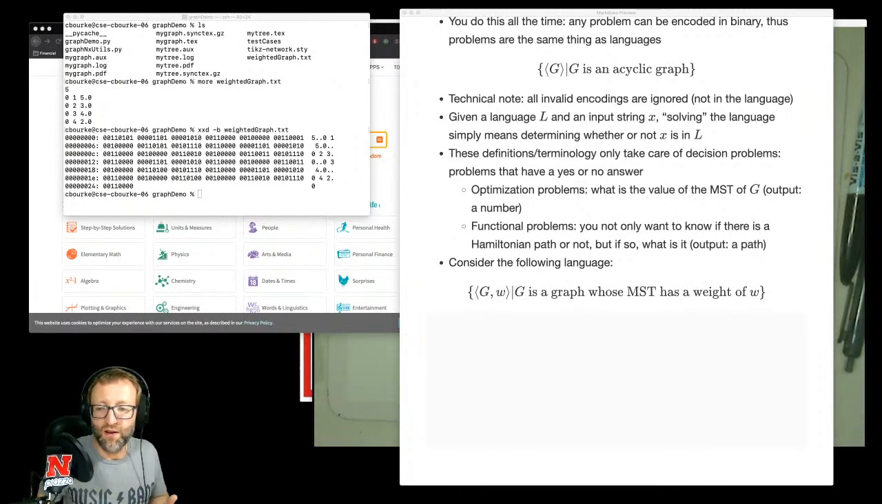So do you see the trick there? All I did was take the optimization output and add it as part of the encoding of the input. Now it becomes a decision problem, because given a graph I can ask the question: is its minimum spanning tree value 39? The answer is yes or no. That means it could have a minimum spanning tree that is larger or smaller, but I don't know that, because this is just a decision problem. But it doesn't stop me from asking that question over and over again.